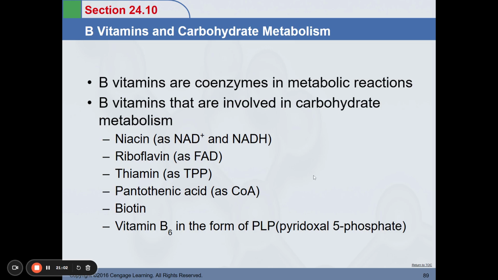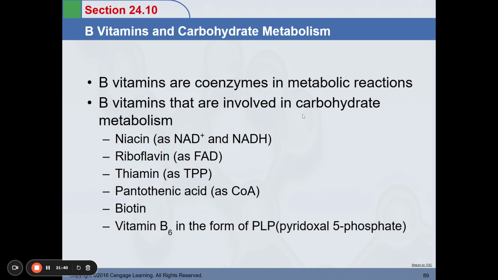Okay, so B vitamins and carbohydrate metabolism. As we know, we have niacin and FAD, the riboflavin, which we have discussed, as well as CoA or pantothenic acid. We have discussed them in our previous discussion on carbohydrate metabolism, and I might have mentioned that they are B vitamins. That's why B vitamins are very important in carbohydrate metabolism. That's why we need to take in a lot of B vitamins in our body, to enable us to have better metabolism of carbohydrates.